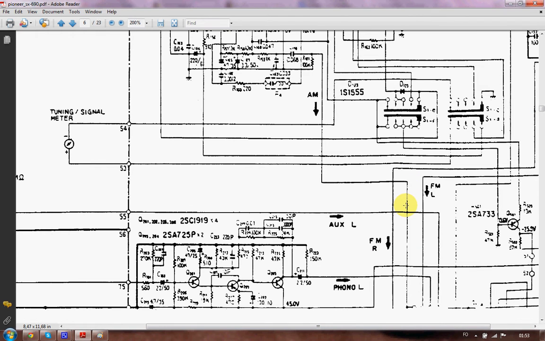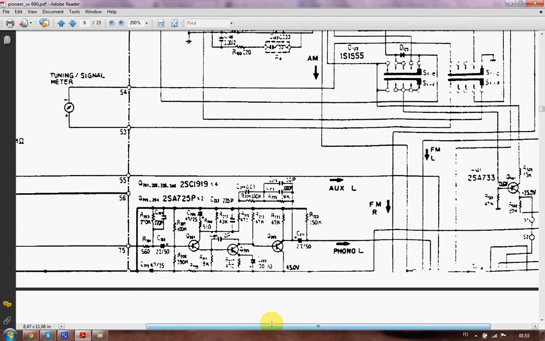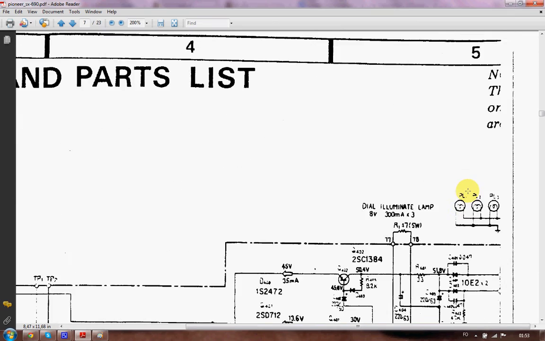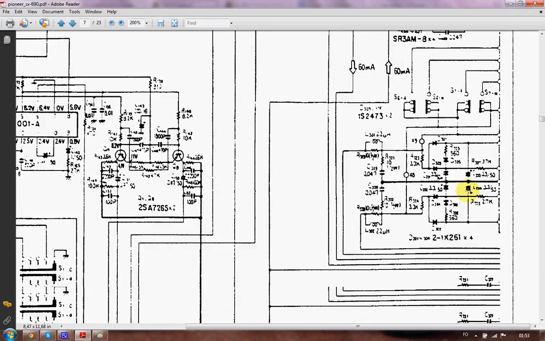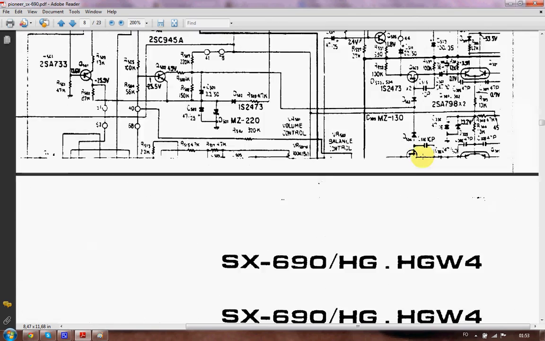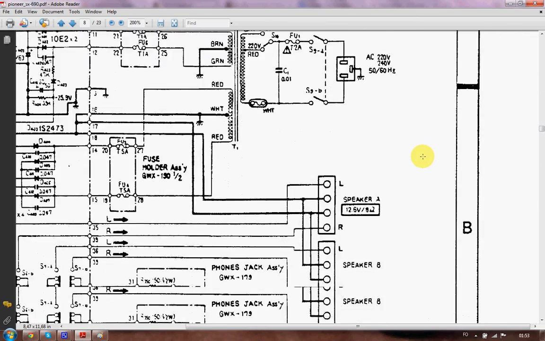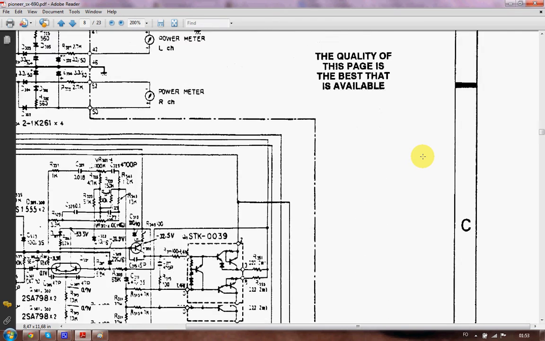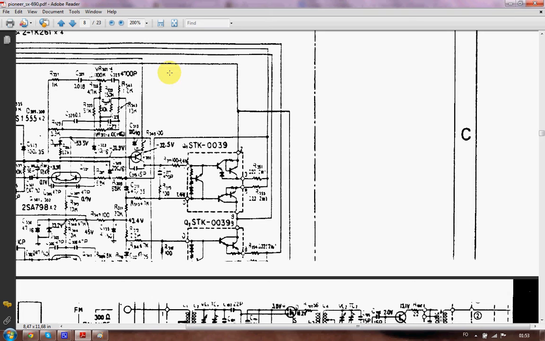So let's look at an amplifier circuit. If we go further back and look at the main amplifier. Now, probably went too far this time. Let me see. No, here we are. Here's Q1 STK 0039, and if we look further back, there's another Q1 STK 0039. Now these are the two main amplifiers, one for each channel, right and left, respectively.